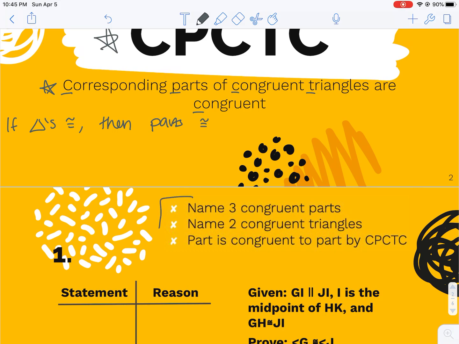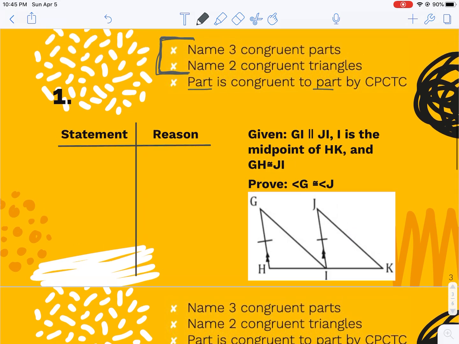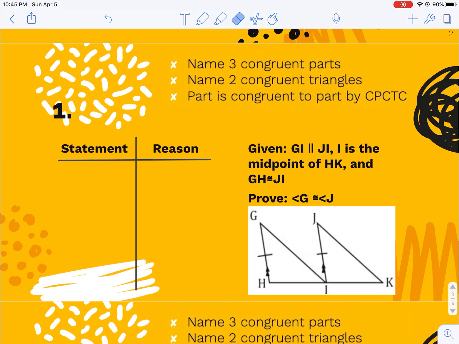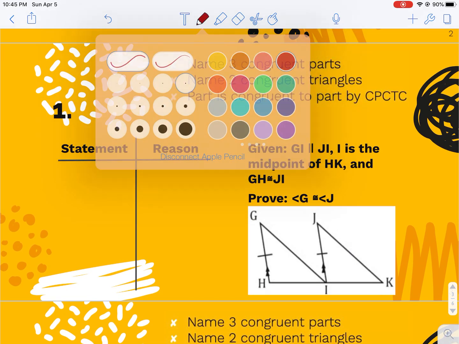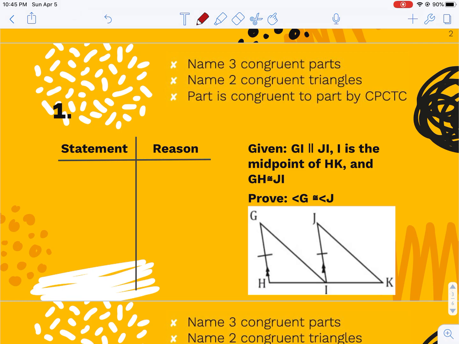We're going to start the way we had been starting in LR3 by saying these three parts are congruent, these two triangles are congruent, and then this part is congruent to that part by any of the reasons we stated on this slide. So we're going to do some practice with this, and then you will continue practicing on your own through class kick.